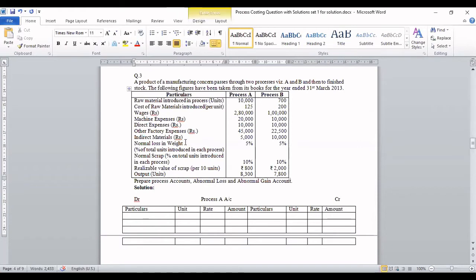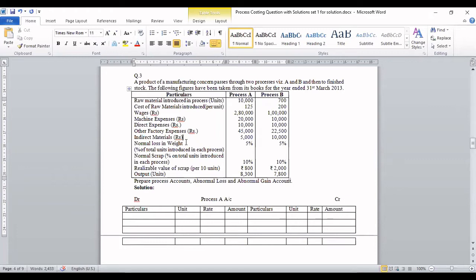Okay, so now tell me what difference you can see in this question and the question we have earlier solved. Any differences between this question and the earlier one? After reading, I think you will be able to tell me whether there is any difference or whether it is the same. Come on. Yes, tell me.